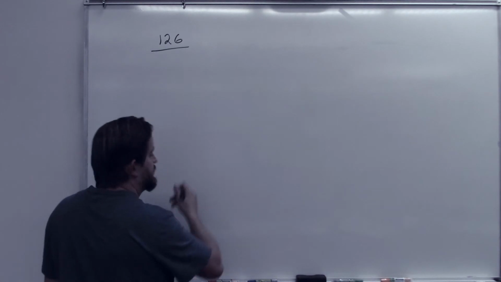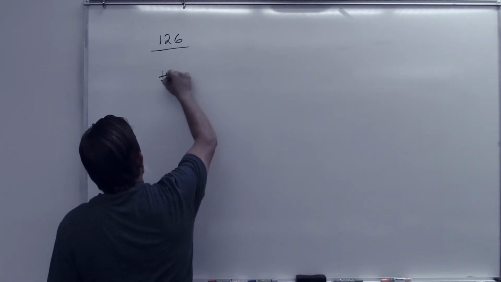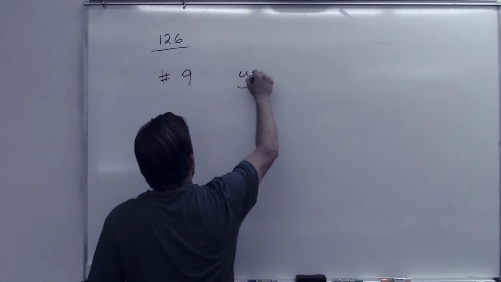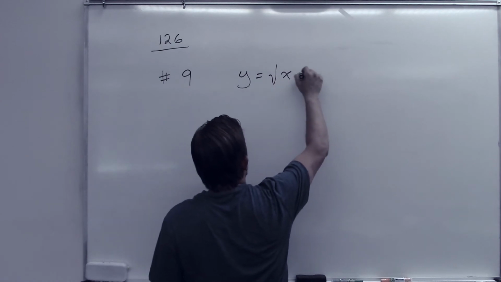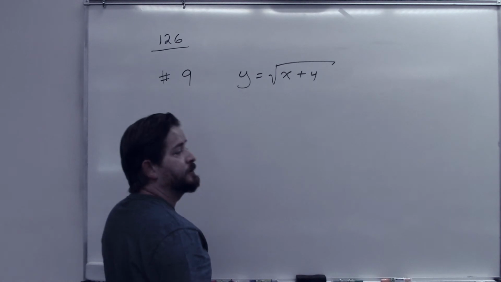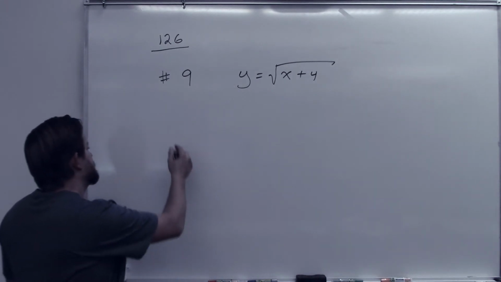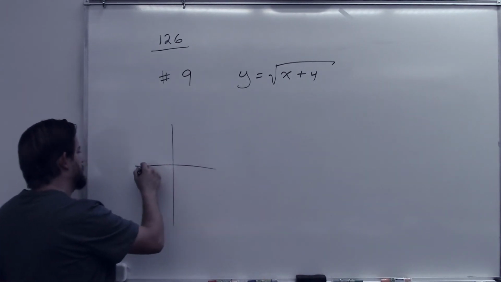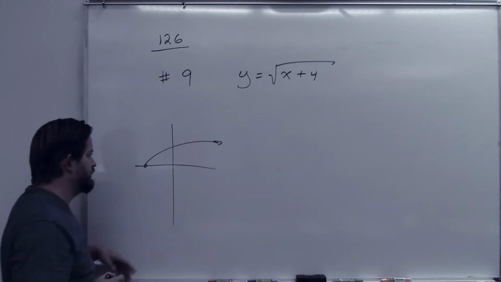Nine is that same function, y equals the square root of x plus 4. And it asks if there's any symmetry. And you can see it when we graph it. We already graphed it here, so I'll just get that graph back up there.